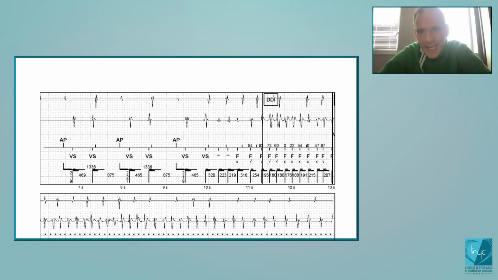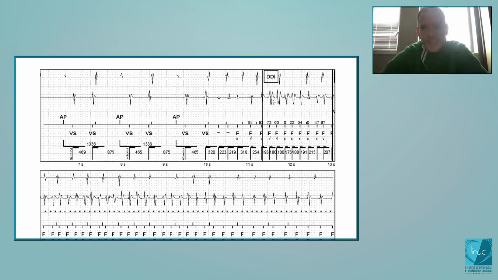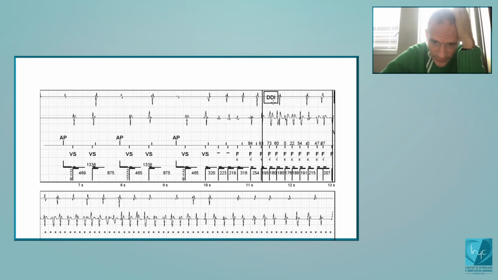So it's DDI. The idea is not to track natural sensing with ventricular pacing during the tachycardia. So you will systematically switch to DDI. And then there is a post-shock mode also that you can program.